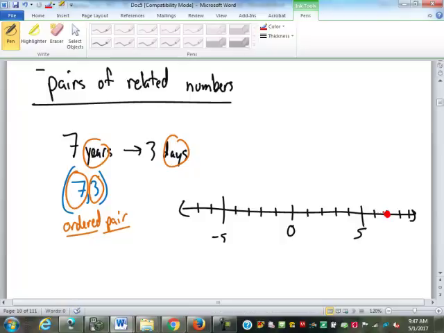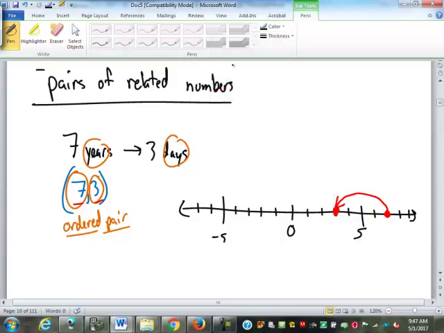I want to represent the numbers 7 and 3 together. On a single number line, that's tough to do. I mean, I can put the 7 there, and I can put the 3 here, but showing they're related is kind of tough. I suppose I could connect them, but then the order matters. So I'd have to use an arrow or something to show that the 7 comes first and the 3 comes last. Well, that would get pretty crowded and tedious.